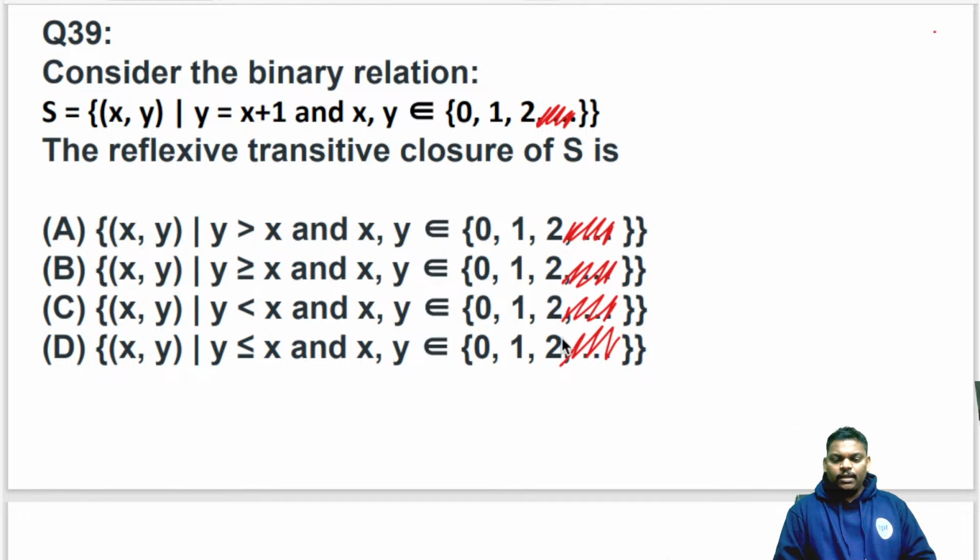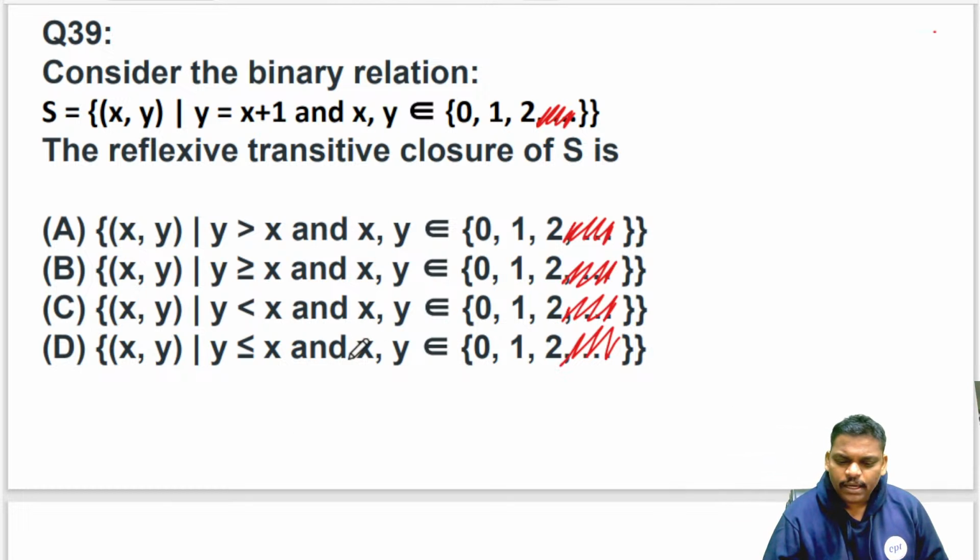Consider the binary relation. Some binary relation is given. S is equal to x comma y, where y is equal to x plus 1. x, y belongs to 0, 1, 2. The reflexive transitive closure of S is. Faisal, good morning. Go ahead, solve this problem.